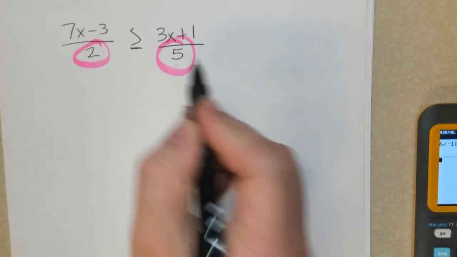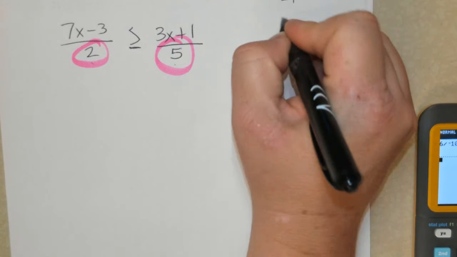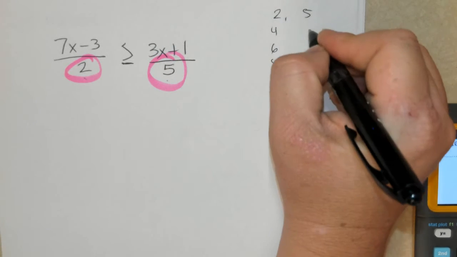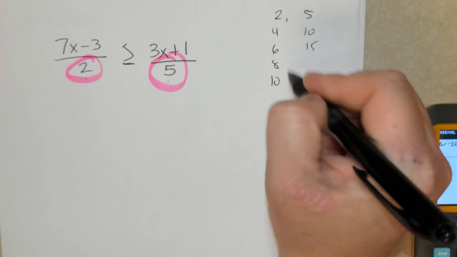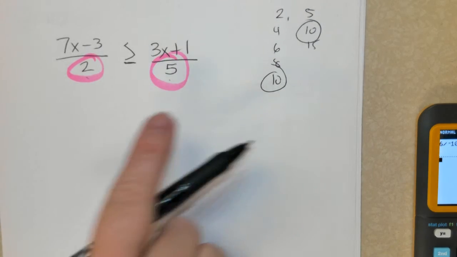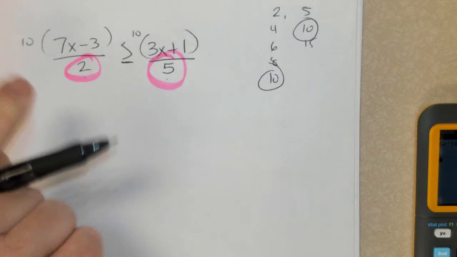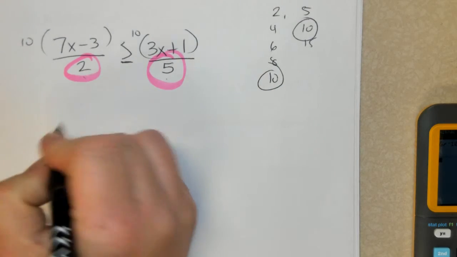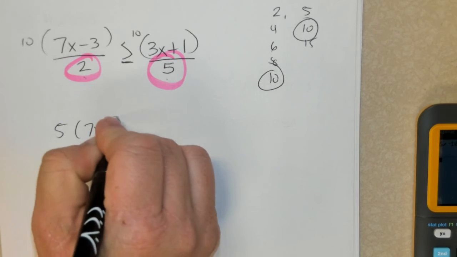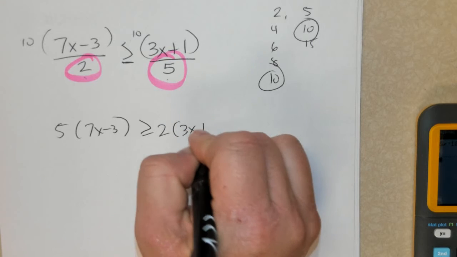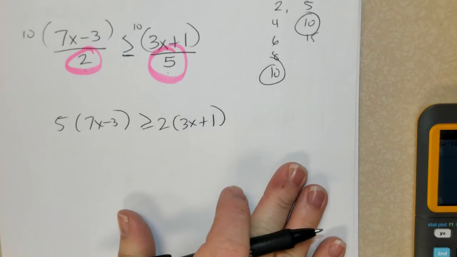So 2 and 5, what's the smallest number that 2 and 5 go into? If you're confused, I'm going to make a list. I have 2, 4, 6, 8, 10. Then I go by 5s, 5, 10, 15. The smallest number in both categories is 10. So I'm going to multiply both sides by 10. In doing so, 10 divided by 2 is 5, and 10 divided by 5 is 2. And now I've eliminated having fractions.